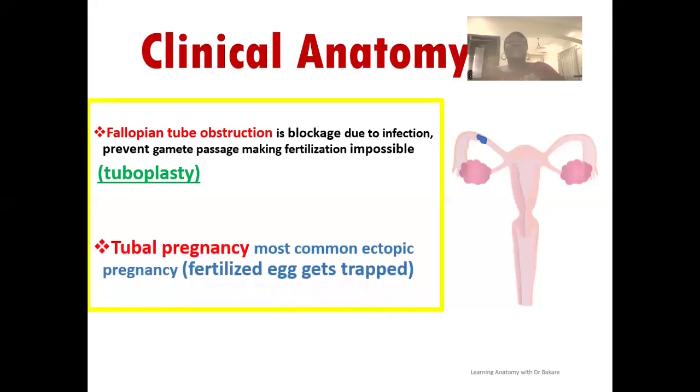Then we can have tubal pregnancy. Tubal pregnancy is the most common ectopic form of pregnancy, and this occurs when implantation occurs within the uterine tube. We know that implantation is supposed to occur within the uterus, but because of one reason or the other, the fertilized egg decides to implant itself within the uterine tube. This is referred to as tubal pregnancy.